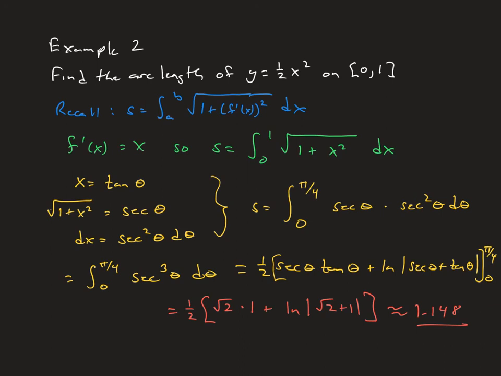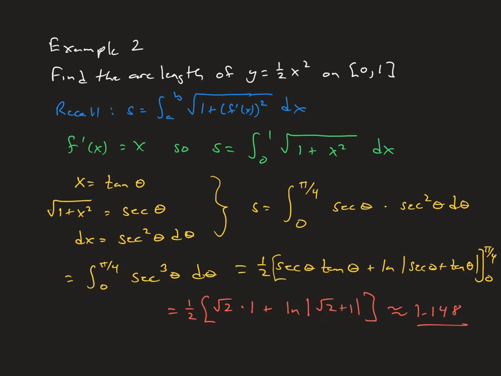So now I'm going to plug pi over 4 in for all the thetas. Secant of pi over 4 is square root of 2. Tangent of pi over 4 is 1. And so when I do that, I get 1/2 times the square root of 2 times 1 plus the natural log of square root of 2 plus 1.